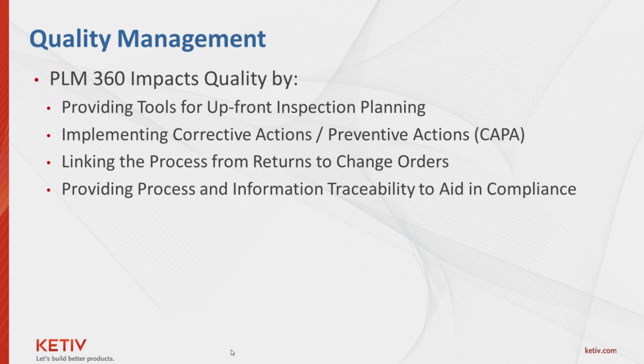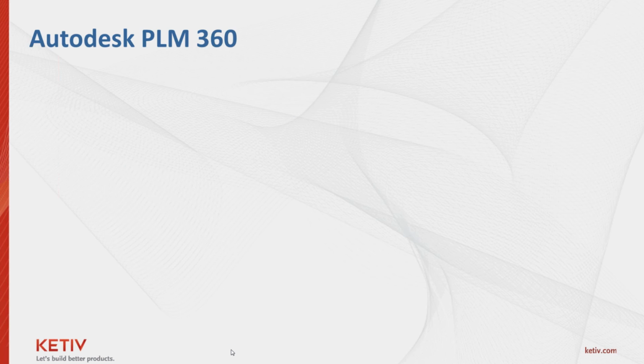So this gives a nice closed-loop process to make sure that we can monitor the change and make sure that it gets implemented and improves the overall customer experience moving forward. And then finally, PLM 360 provides process and information traceability so that if you ever need to audit some of the changes that were made, or you ever need to understand why certain changes were made, all of that information is inside of the system and it's readily accessible for you to look at.